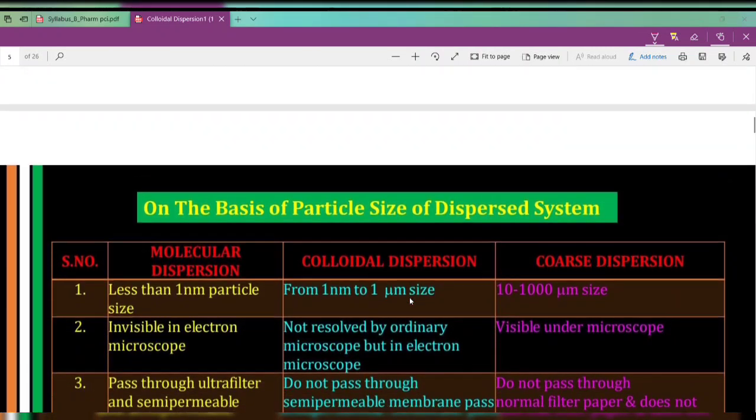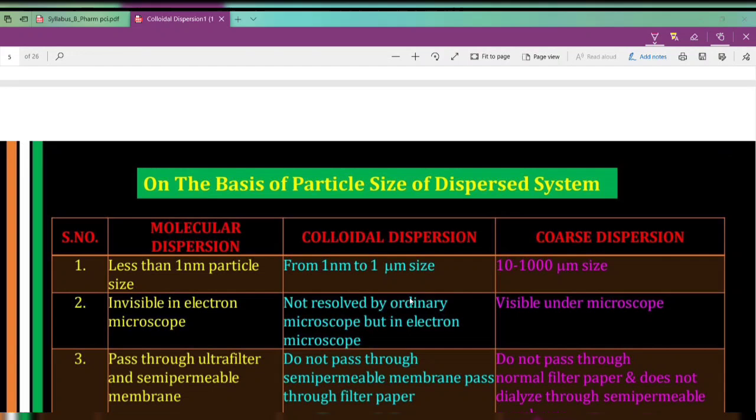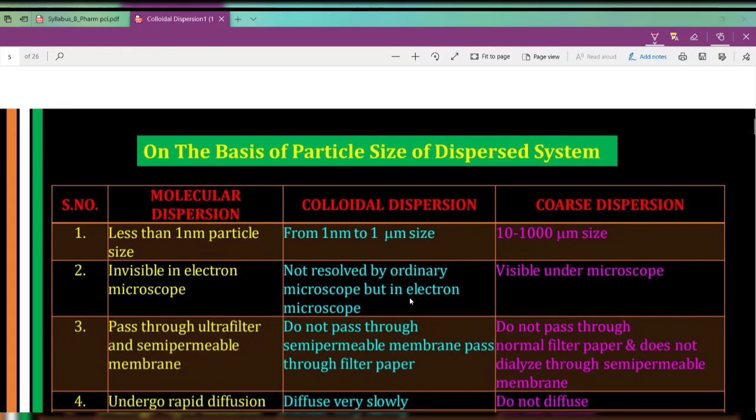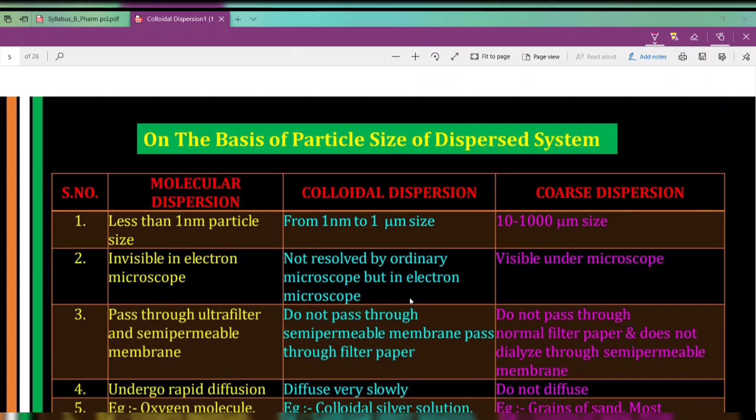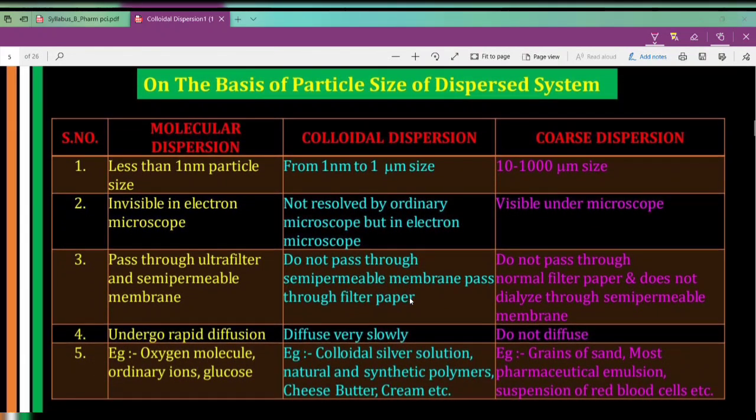After that, on the basis of particle size, we can classify the different kinds of dispersed systems, the particle size of the dispersed phase: molecular dispersion, colloidal dispersion, coarse dispersion. If the dispersed phase particle size is less than 1 nanometer, we call it a molecular dispersion. Molecules are the smallest particles, so less than 1 nanometer. For the colloidal, the dispersed phase size is between 1 nanometer and 1 micrometer, and for the coarse it will be 10 to 1000 micrometer, the larger particles.